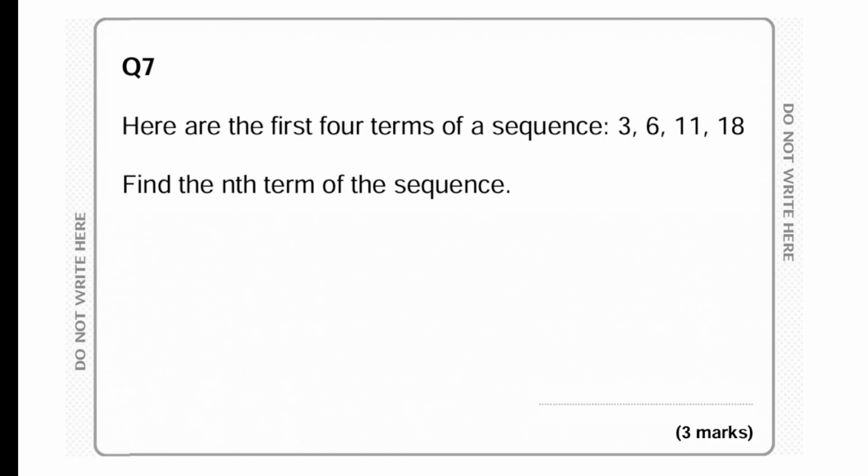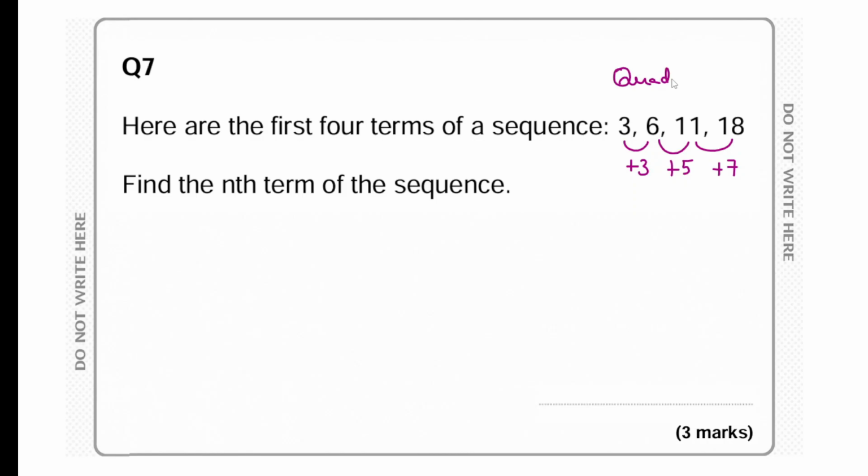Here's the 7th question. Pause the video and try this. Here are the first 4 terms of a sequence. Find the nth term of this sequence. Now, 3 to 6, the difference is add 3. 6 to 11, the difference is add 5. 18 take away 11, that is 7. So you can clearly see this is a quadratic sequence.